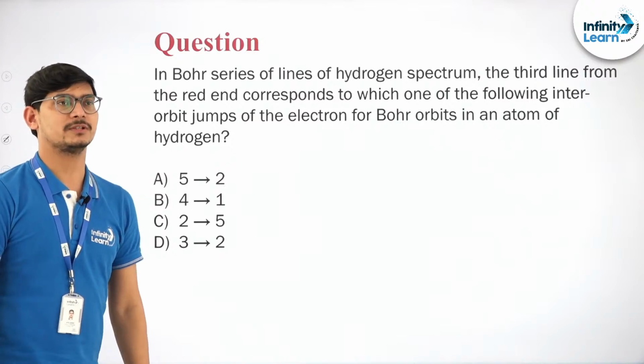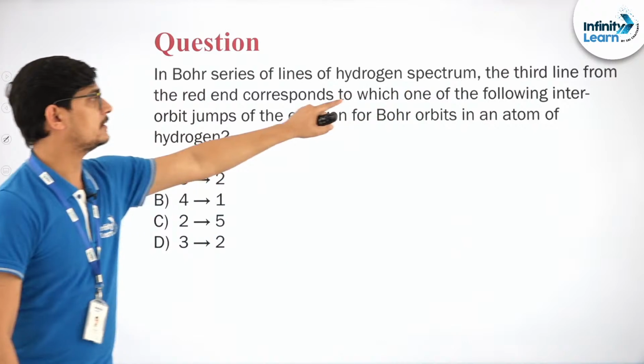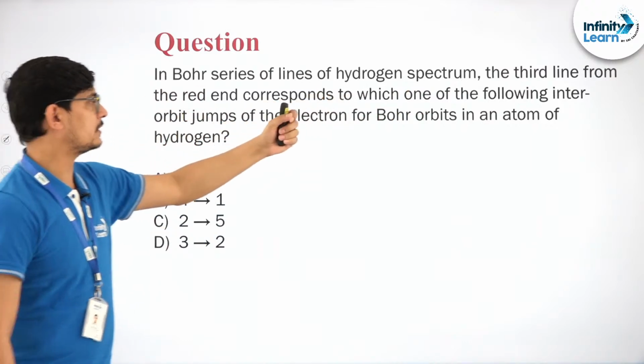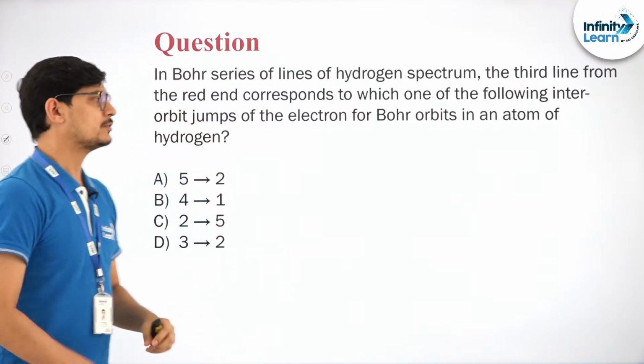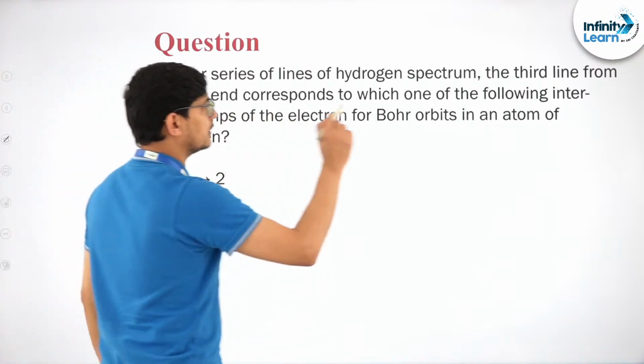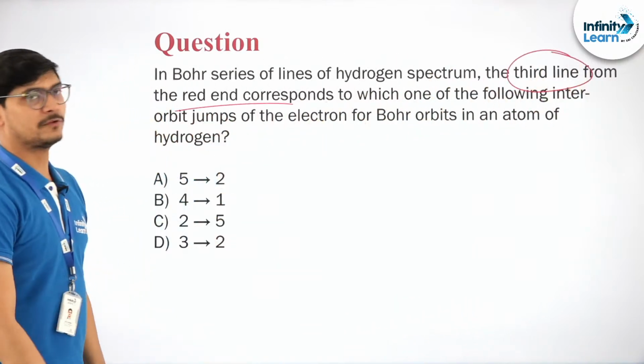It's a previous year question. In Bohr series of lines of hydrogen spectrum, the third line from the red end corresponds to which one of the following interorbit jumps? So basically you read the question, we are talking about the third line from the red end.